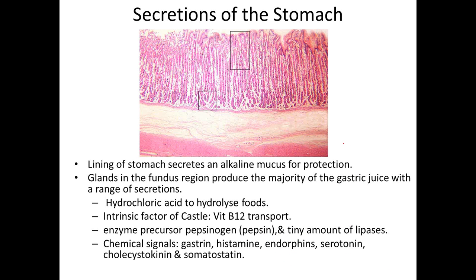We can identify a number of different secretions from the lining of the stomach. First of all, we notice mucus. Mucus is a characteristic secretion all the way down our digestive system. In the stomach, it's quite alkaline. The reason being is that alkaline nature protects the lining of the stomach against the acid that is in the stomach gastric juice.